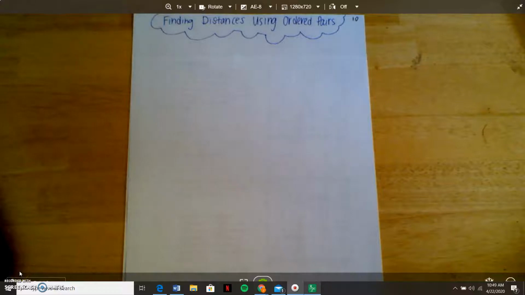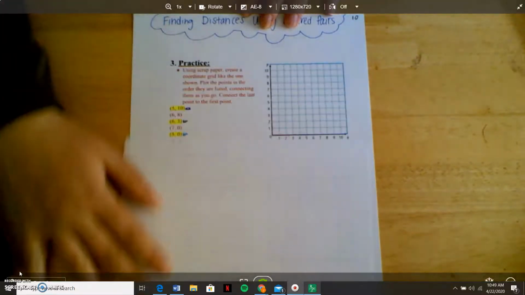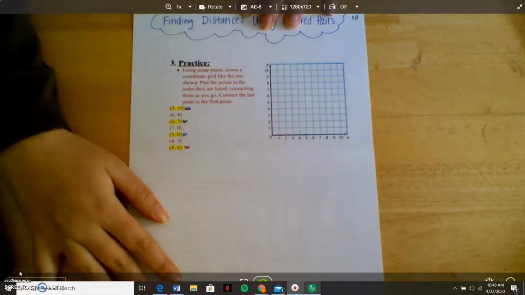Good morning, fifth graders. So today we are going to be finding distances using ordered pairs. So we're going to look at this problem right here, and we are only going to do the highlighted ones that we are looking at, what we are going to find with those ordered pairs. So I'm going to go here.